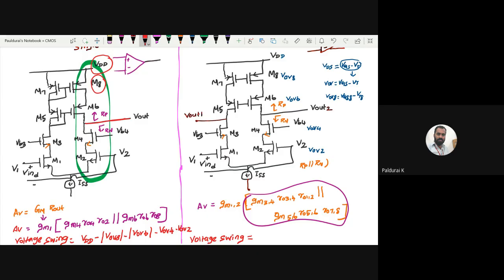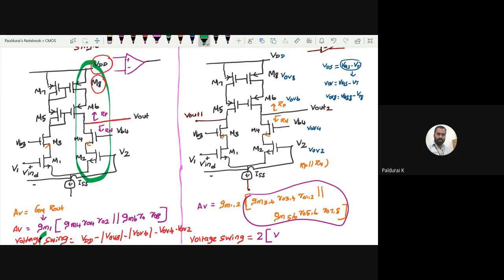Now anyone, can you let me know the formula for voltage swing of fully differential? What is the advantage here? Fully differential means the voltage swing is doubled, since we are measuring the voltage right here and here. So this time the voltage swing is 2 times the voltage swing of single-ended, this one.